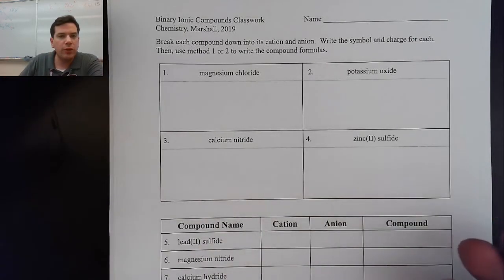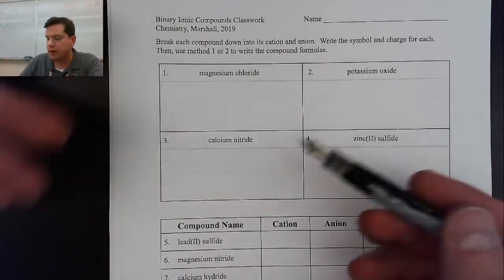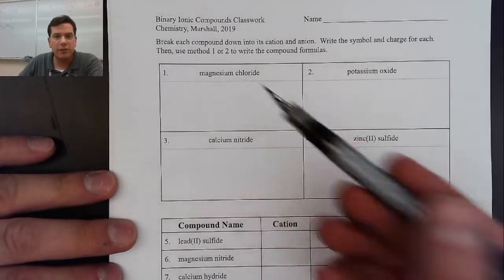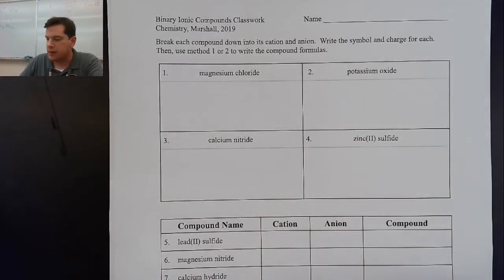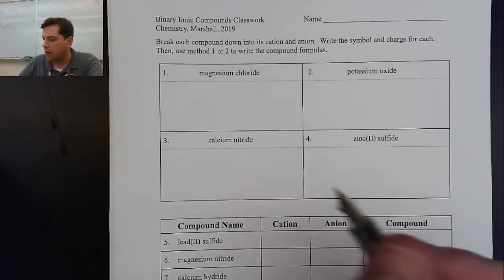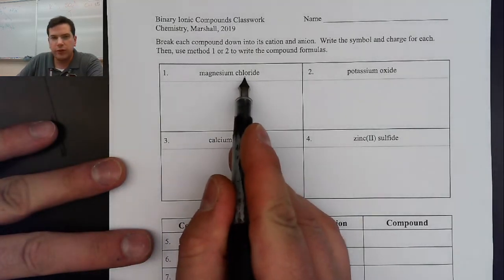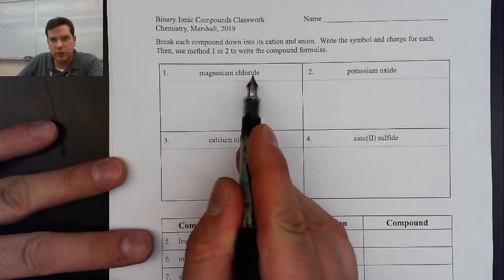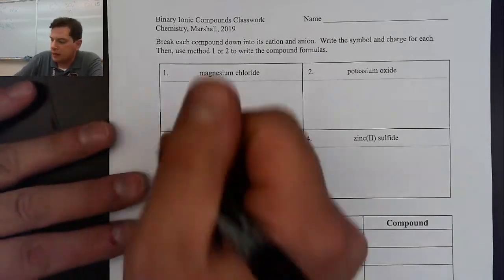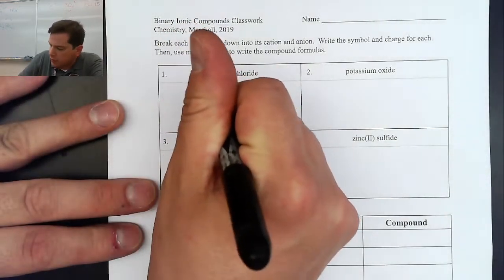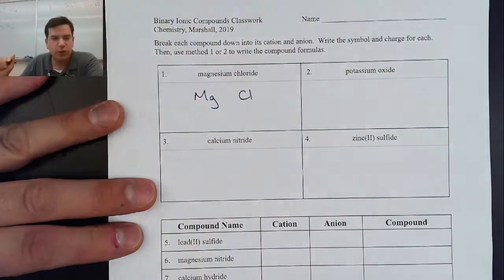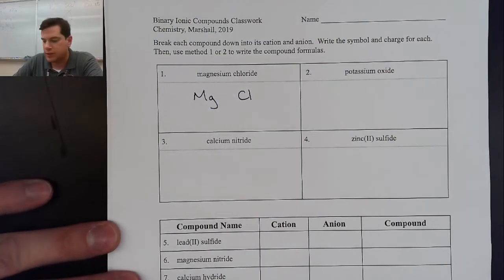Real quick, I'm going to go over how to do these. These ones do not have polyatomic ions in them. These are coming directly from the periodic table. So if you are looking for magnesium, you can find it on the periodic table. If you're looking for chlorine, which has been changed to chloride, it's just Cl, right? And you can find both of those things on the periodic table. You don't have to use table E for these ones.